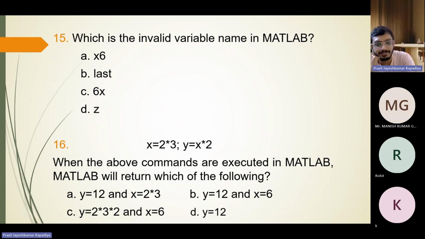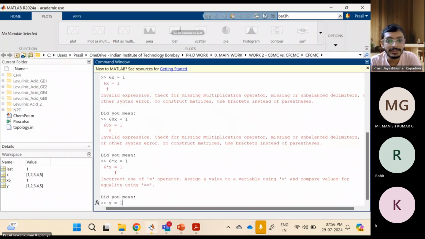Can anyone tell? See, there is one semicolon after x is equal to 2 into 3. Okay, C option. No, not C. Not C. Wait.